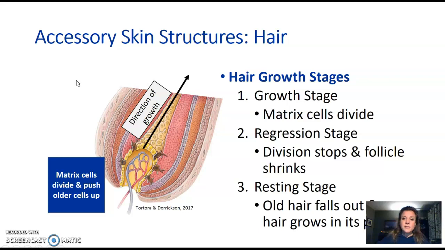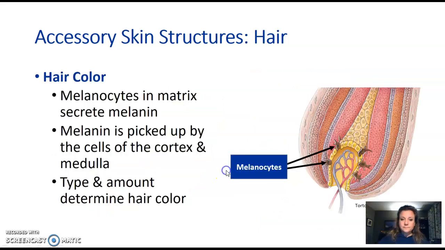So there are multiple stages of growth with the hair. As I mentioned before, our direction of growth is going to be up towards the epidermis itself. So the matrix cells are going to divide and push those older cells up, up, up through the hair. And so once again, we have our live cells at the bottom, while the ones that we actually see, the hair that we brush and we cut and we wash, all of those cells are dead. And here you can read about the different hair growth stages.